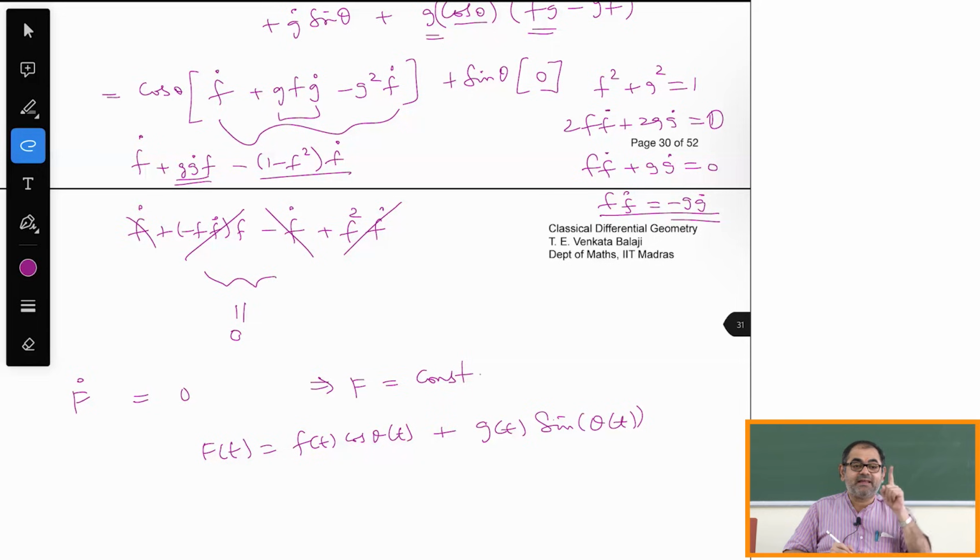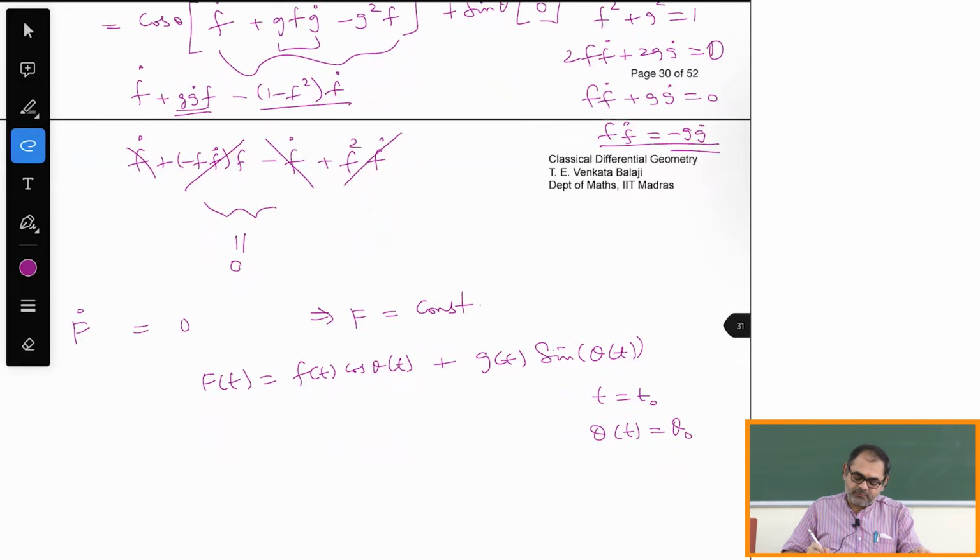We have fixed at t equal to t naught, theta of t equal to theta naught. In that case you will see that this constant works out to be 1, because sin squared theta naught plus cos squared theta naught is 1. So you will get f of t is equal to f of t naught.